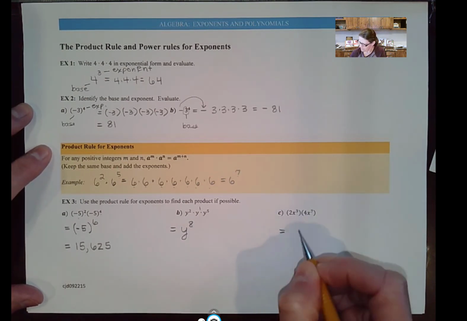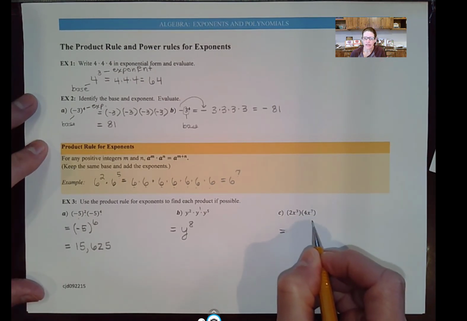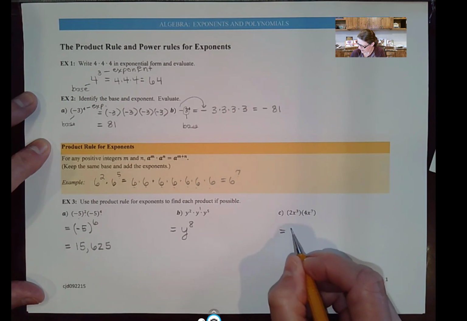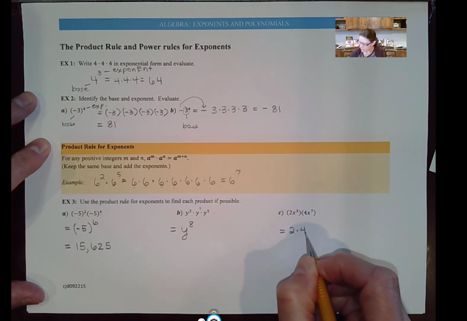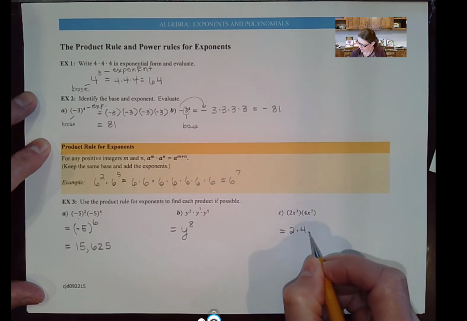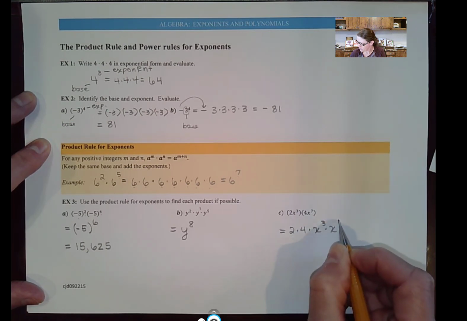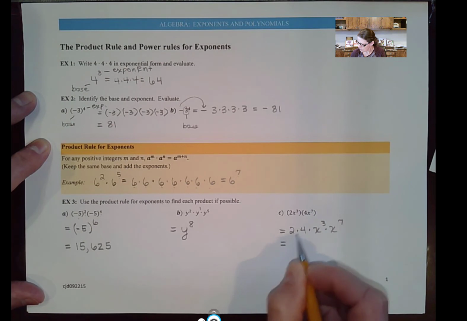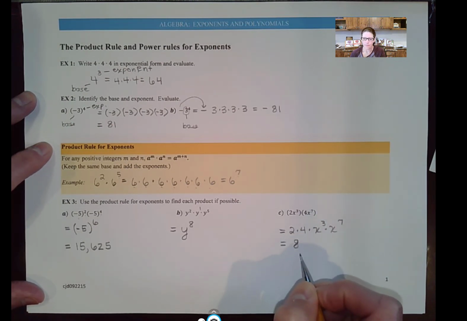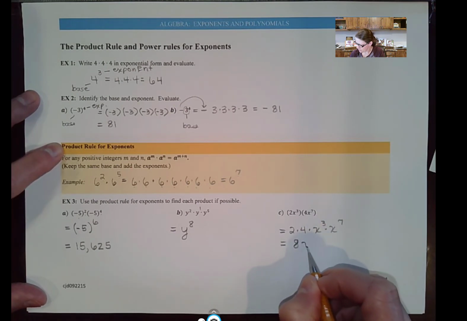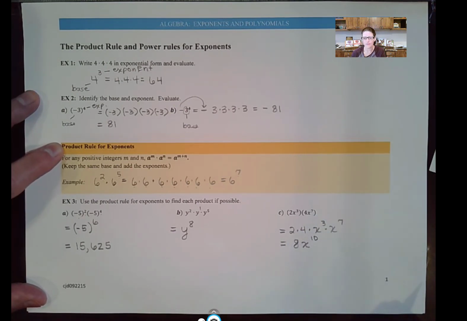In part C, 2x to the 3rd times 4x to the 7th. I'm going to rearrange some factors here and bring the 2 times 4 out to the front, times x to the 3rd times x to the 7th at the back. Well, 2 times 4 is 8, and x to the 3rd times x to the 7th, adding exponents, is x to the 10th.